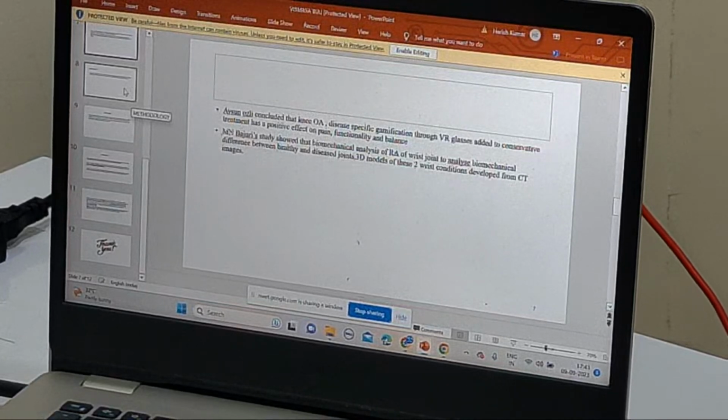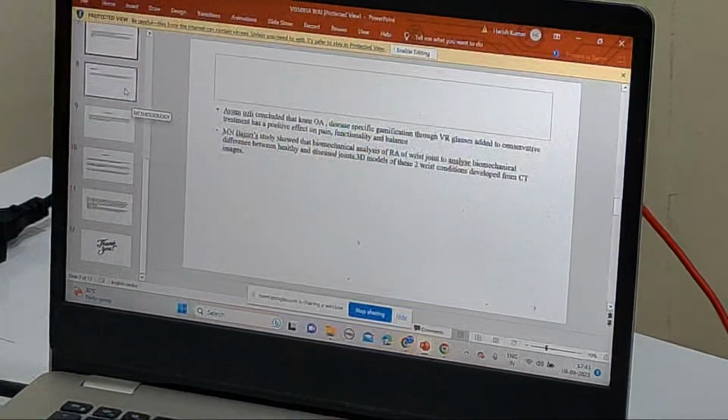And at last, we are going to see the biomechanical analysis of rheumatoid arthritis of the wrist. To analyze biomechanical differences between healthy and diseased joints, 3D models of these two wrist conditions were developed from CT images. Really, biomechanical analysis is helpful for managing OA. It is not a treatment, but it is helpful for investigation. Next slide, please.